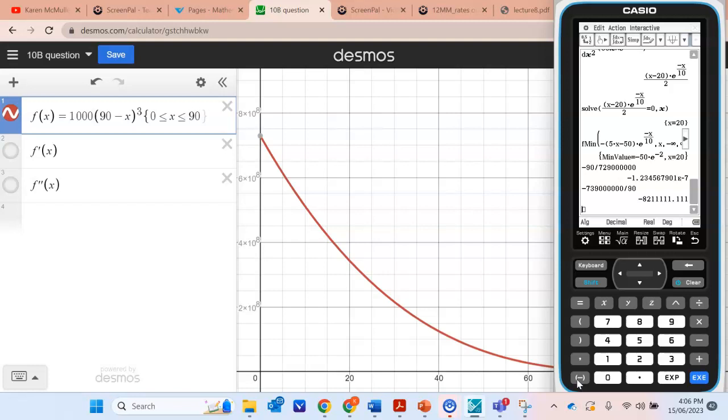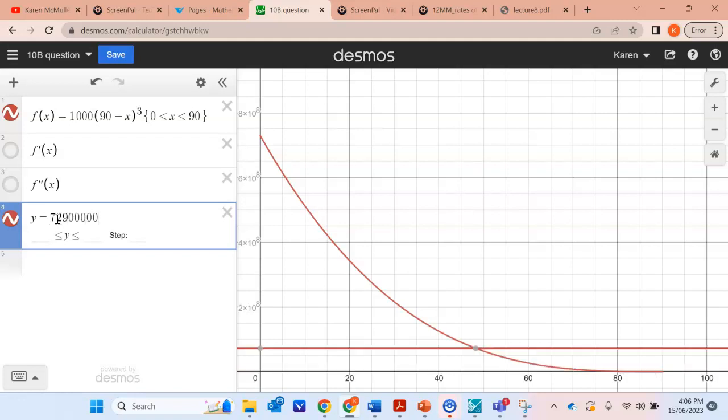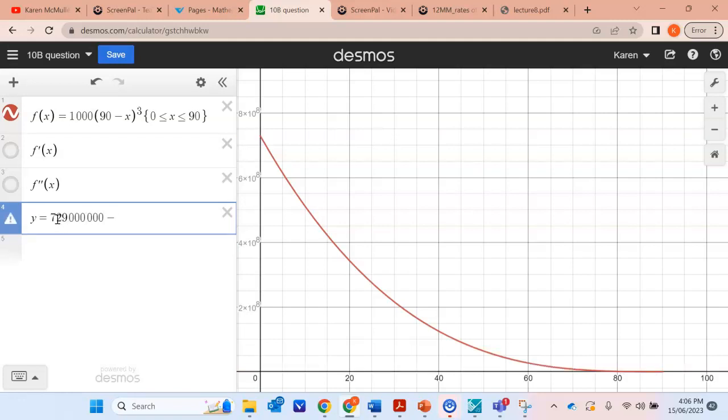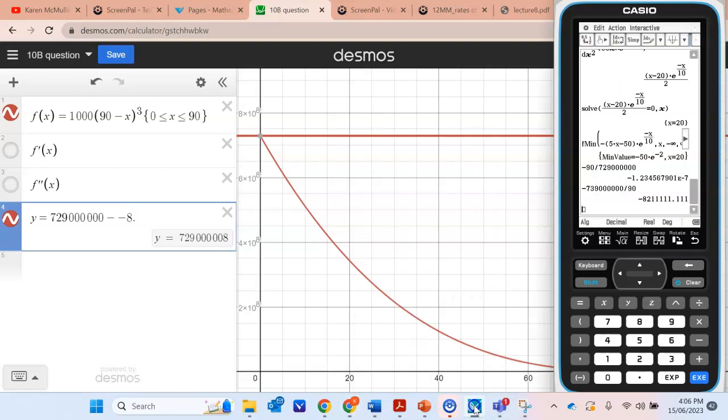It's so hard, my eyesight. So negative, basically 8.1 million per day. So that is your rate. So if I was to draw that as a straight line, which I can probably do, y equals, we need to start at the top, 729, and it's decreasing at a rate of negative 8.1, I can't remember what it was, not point, sorry, 1, and then 5 ones.